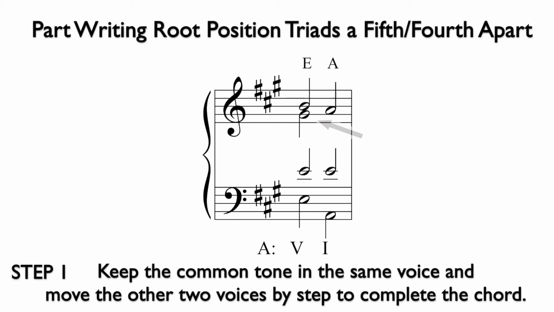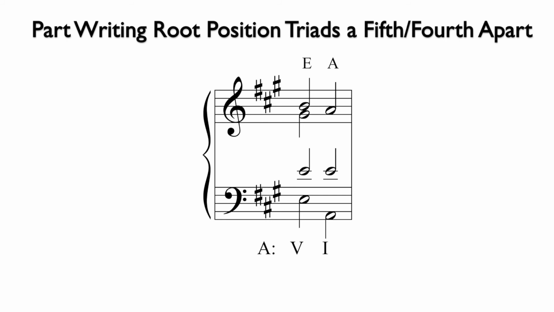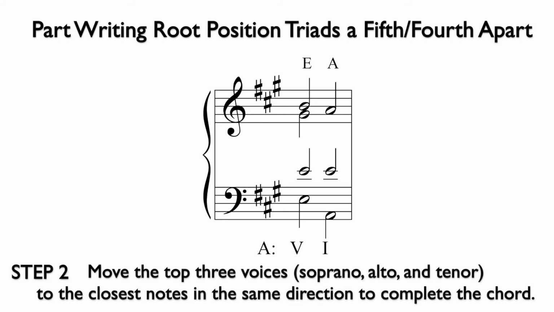Therefore, step 1 does not work in this situation. We will use step 2. For step 2, move the top 3 voices, soprano, alto, and tenor, to the closest notes in the same direction to complete the chord. Since the soprano has already moved from B to A, we will move the alto and tenor voices down as well to complete the chord.